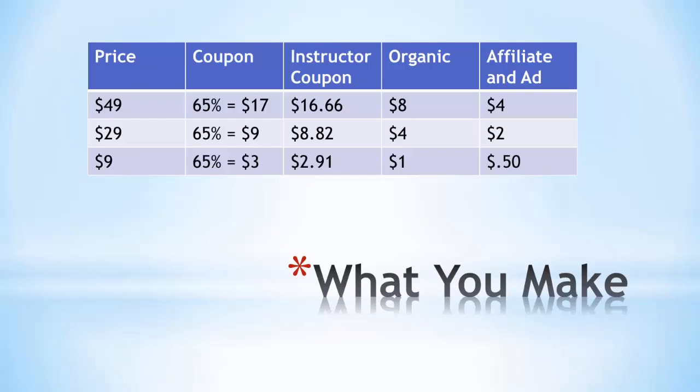Organic isn't that bad. You're making $8. On an affiliate and an ad sale, you're only making $4. That's pretty bad. But look what happens as you go down in price. Look at where I was, down at $9. If I made an instructor coupon sale, the best, I would make $2.91 per sale. On an affiliate and ad sale, I'd only make 50 cents. And I made 50 cents a lot. And believe me, you can't get rich making 50 cents a sale on your courses.